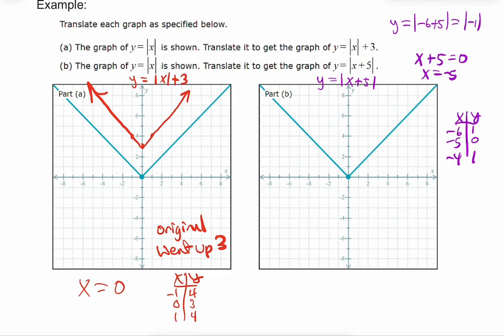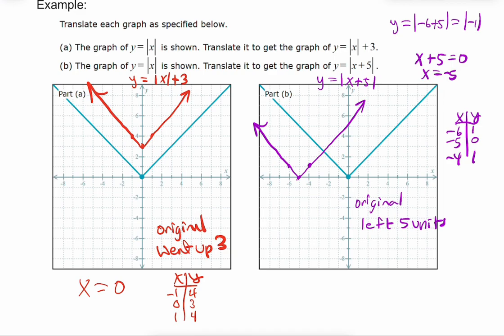Okay, so we're going to go over to -6. We're going to put a point at 1. -5 is going to be at 0. -4 is going to be at 1. We're going to follow perfectly straight paths in both directions, one with a positive slope and one with a negative slope. And we can say that the original went to the left 5 units.